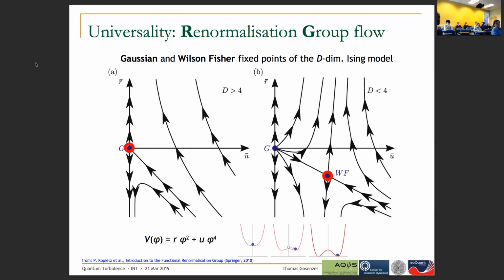Pardon? Yeah, a question. When you're saying this, you're in the microscopic theory. Yes. At that point, R and U are 0 in your case, or they're very small?